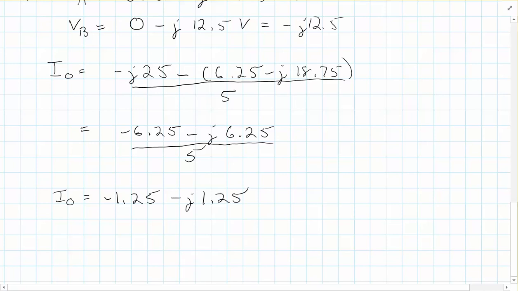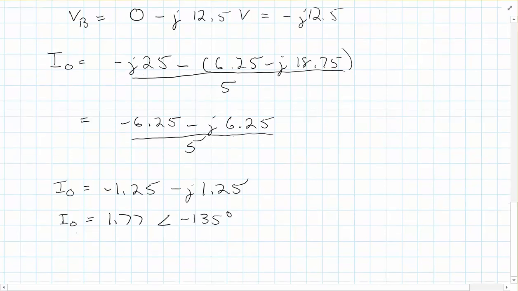Now what we want to do is of course convert that back into polar form. I'm just going to do this real quickly on my calculator. I type in that answer, and then I do math, complex, to polar, and we get that I out is equal to, rounding to 2 decimal places, 1.77 at an angle of negative 135 degrees.